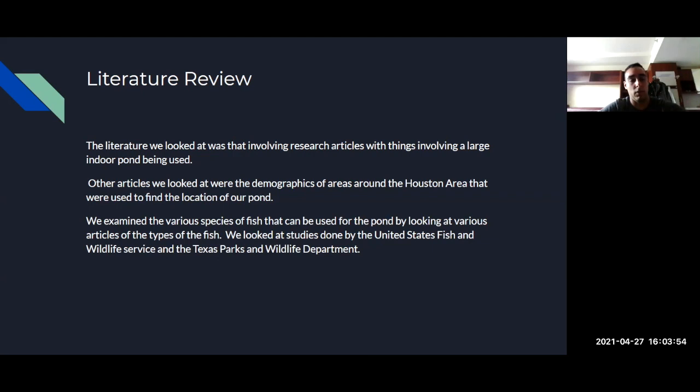And we looked at articles and demographics of areas that we can find affordable for a plot of land near the Houston area. And finally, what we examined were various contractors of species of fish that were approved by the Texas Park and Wildlife Association and the United States Fish and Wildlife Service, and to search what viable species of fish we can put in the ponds for this business.